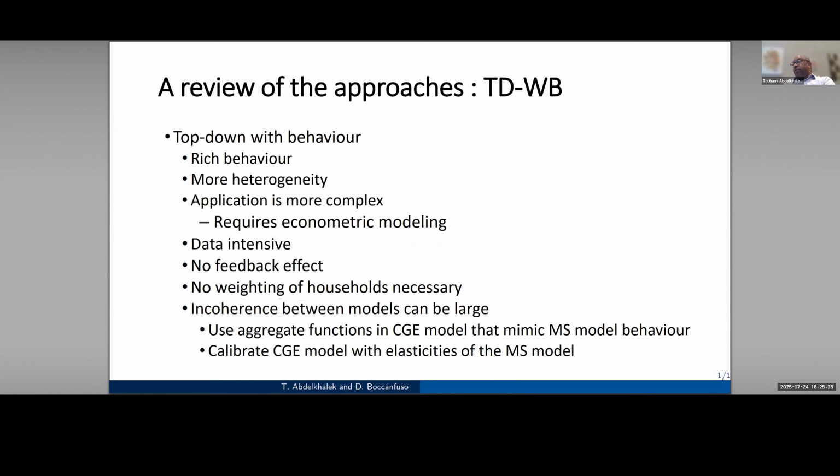The other approach I presented before is top-down with behavior. This is where we need more econometrics. It's richer behavior because we estimate all the behavior for households in the labor part and in the consumption part. Why do we have to look for that? Because it's supposed that households change their behavior after the shock. But the application is more complex and requires more econometric modeling.